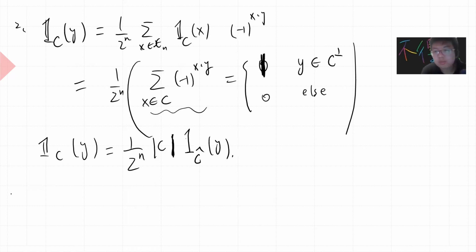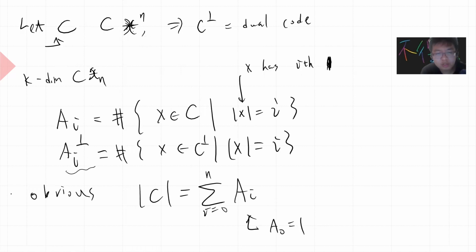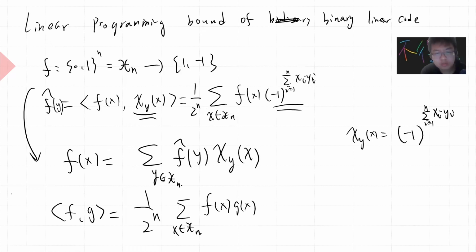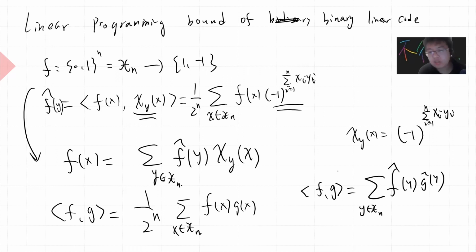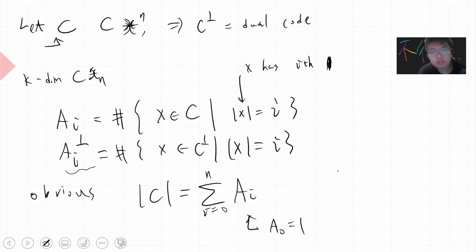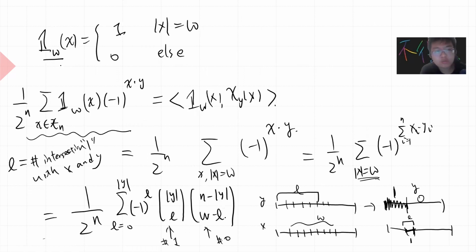Okay, so now we can use Parseval. We get the Parseval theorem, which is what I said previously. Parseval theorem says that the inner product of f and g can be written with the Fourier coefficients. So basically, you take the Fourier coefficient of f at y and the Fourier coefficient of g at y, and then you sum over y. So I can use the Parseval theorem on these two functions. The first is the weight distribution. The second is the code distribution. Okay, so let's do this.